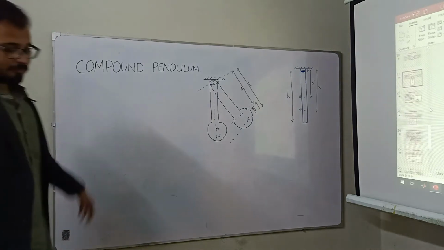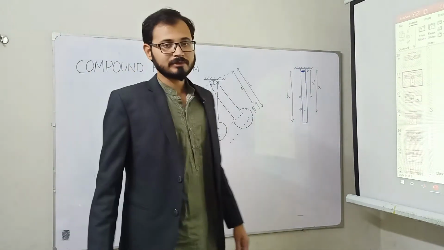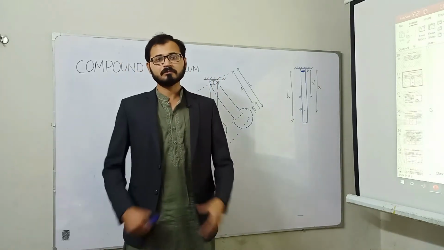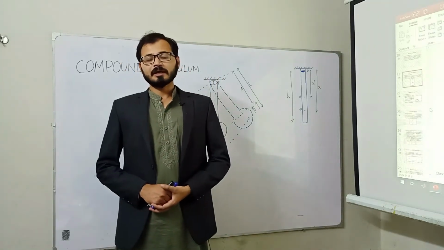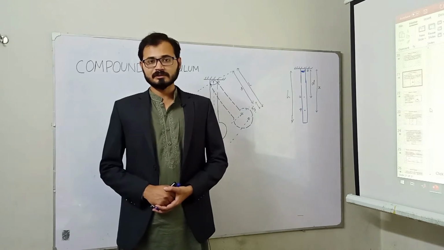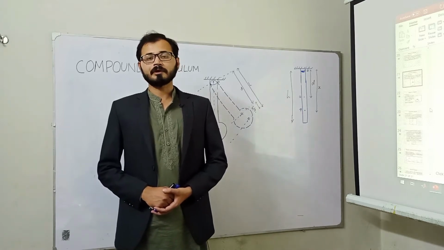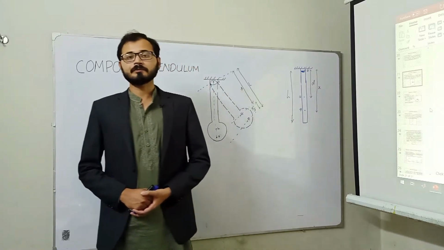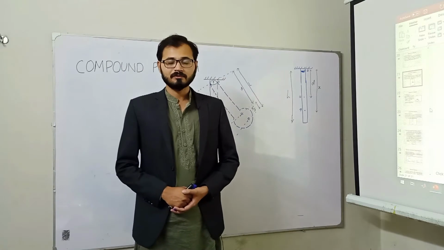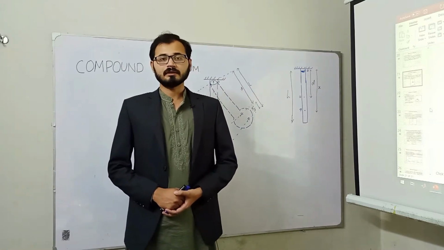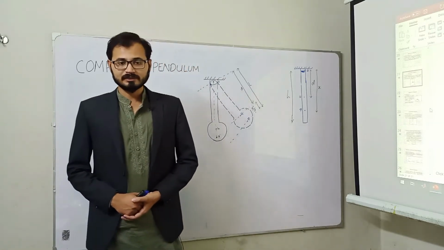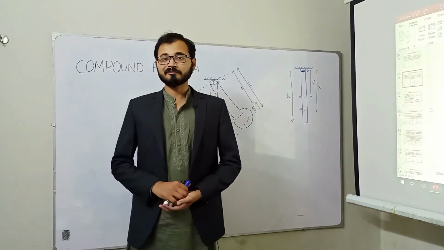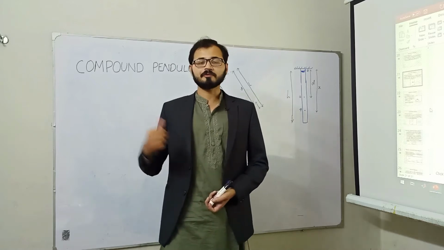Compound pendulum. First of all, I want to talk about the difference between a simple pendulum and a compound pendulum. In the case of a simple pendulum, the body was hung from a pivot point with the help of an inextensible string, and the distance between the pivot point and the center of mass was L in previous cases.